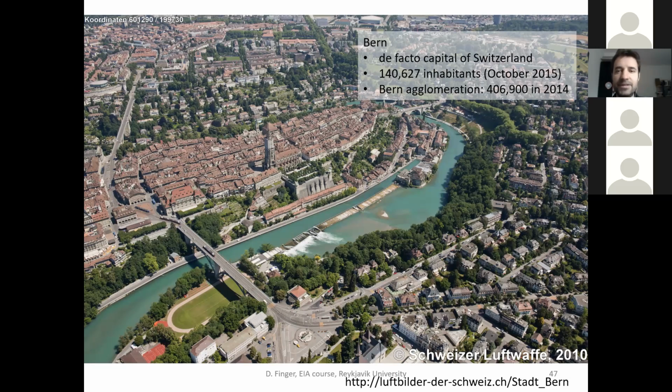Bern is the capital city of Switzerland, with 140,000 inhabitants. So it is comparable to Reykjavik City, maybe slightly bigger than just the municipality of Reykjavik. But if you include the agglomeration, the surrounding suburbs, it's almost 500,000 or 400,000. So Bern is bigger than Reykjavik. Anyway, here you have an aerial picture of the city of Bern.